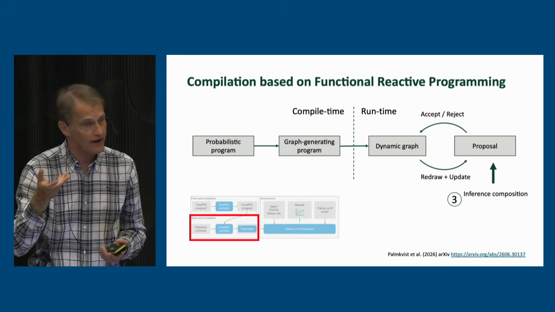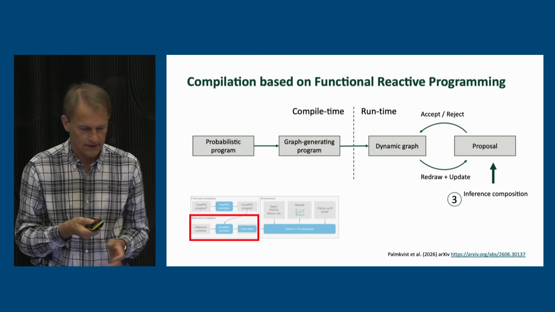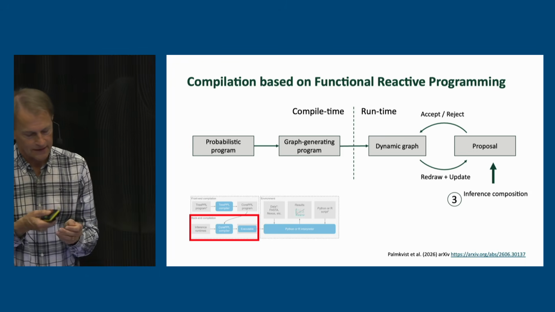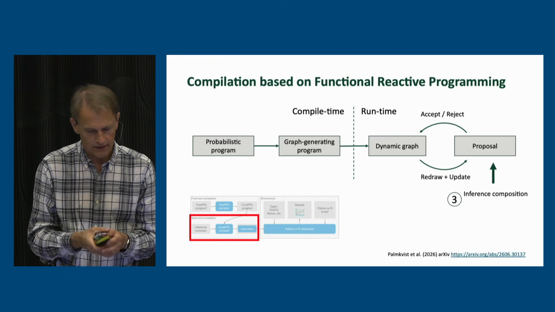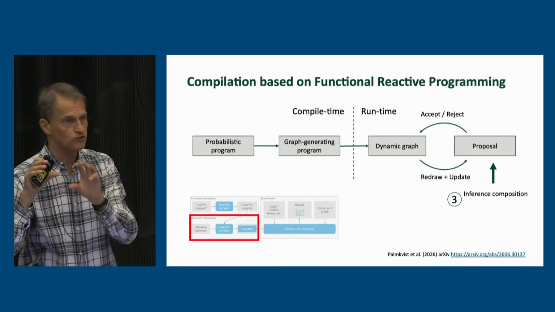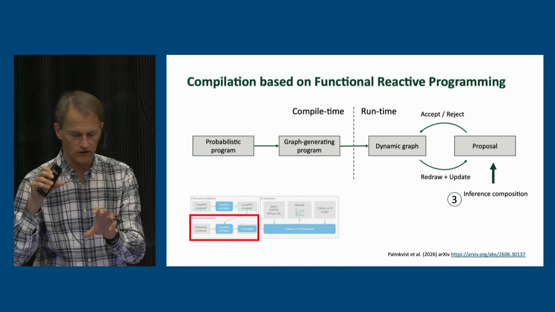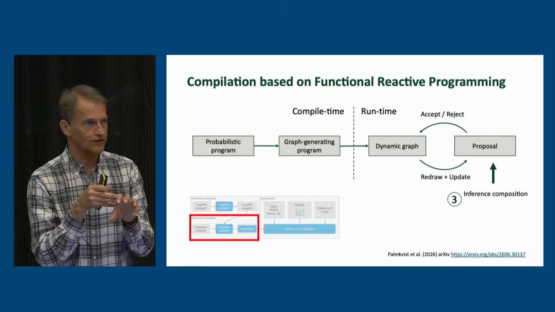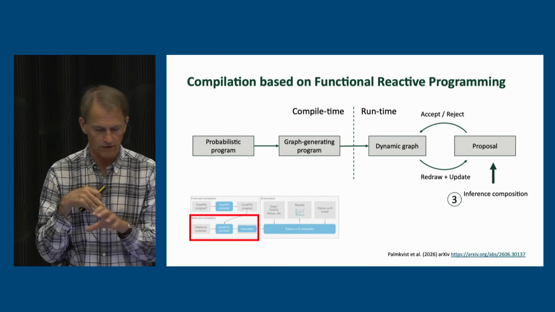So to address those problems, we're exploring concepts from functional reactive programming. So the idea is that from the probabilistic program, we generate a graph-generating program, I guess, at compile time. And at runtime, we have this interplay between a dynamic graph that knows how to reconstruct itself. So it's like a graphical model, but an instance of a graphical model. And then the proposal can modify parts of that graph, and the graph knows how to update itself to create another instance of a graphical model.